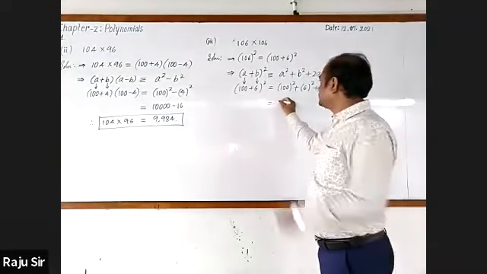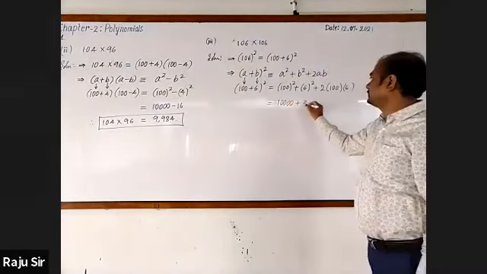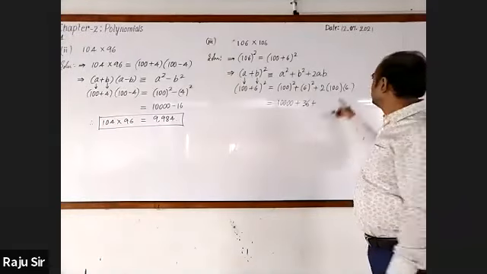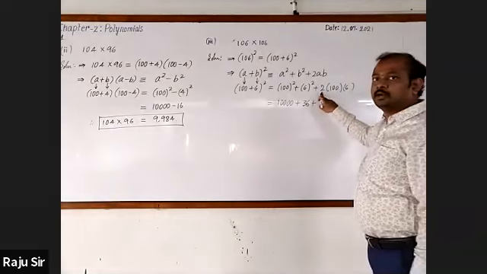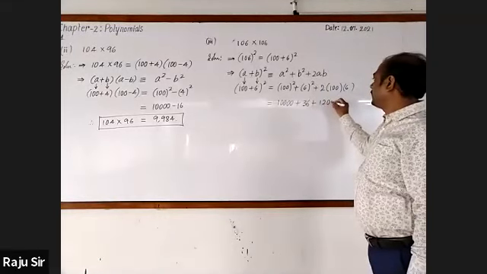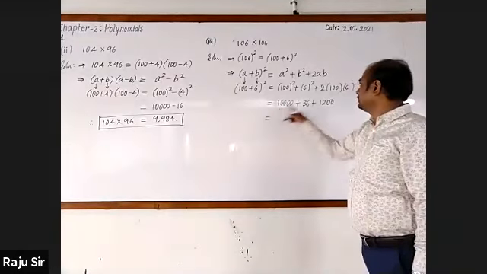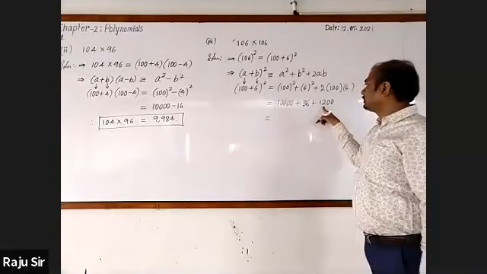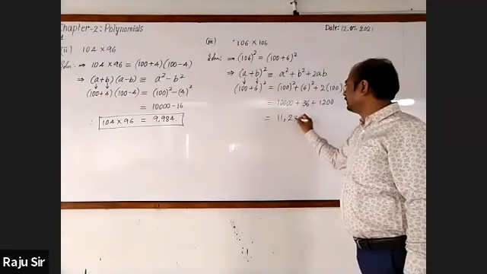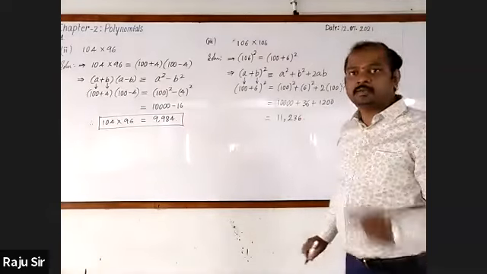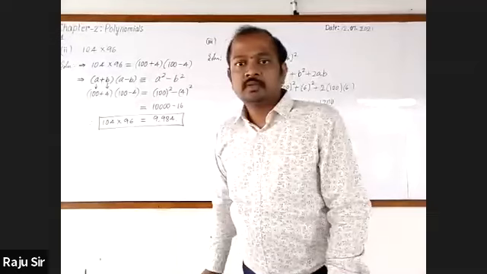We know that 100 square is 10,000. 6 square is 36. Then multiply this: 6 2s are 12, 1200. Here 10,000 plus 1,200 is 11,200, plus 36. It is 11,236. Have you got? Yes, sir.